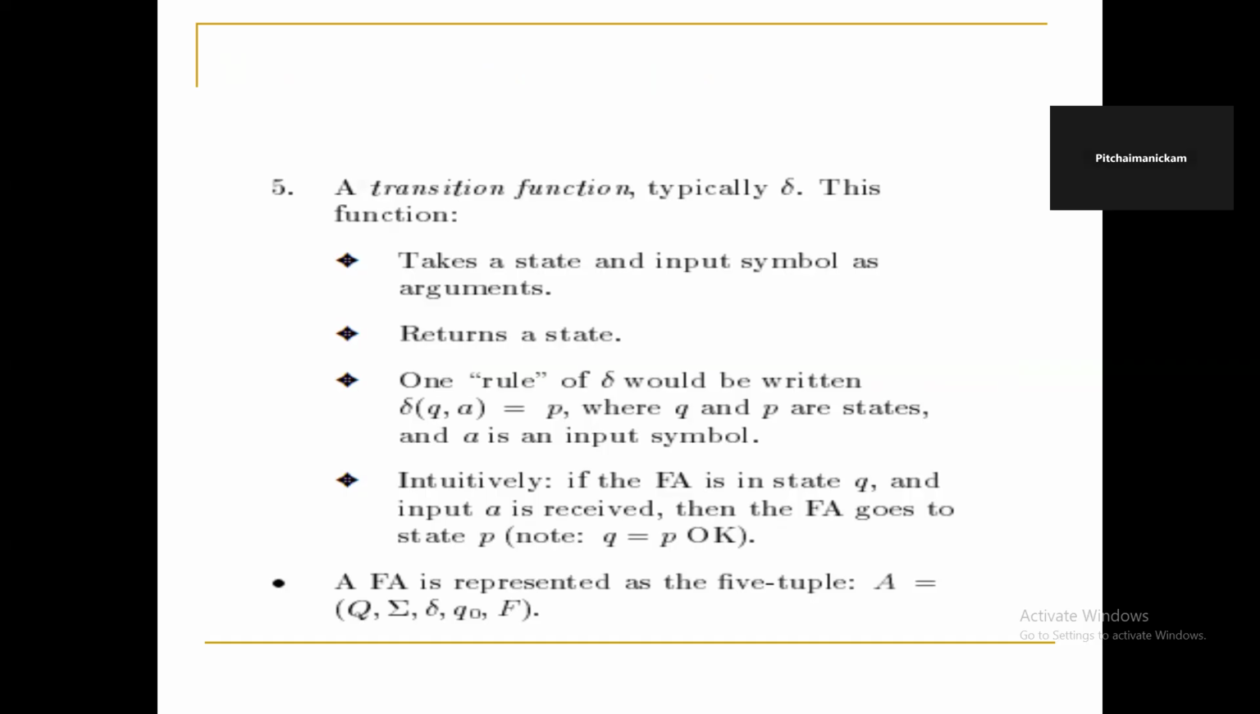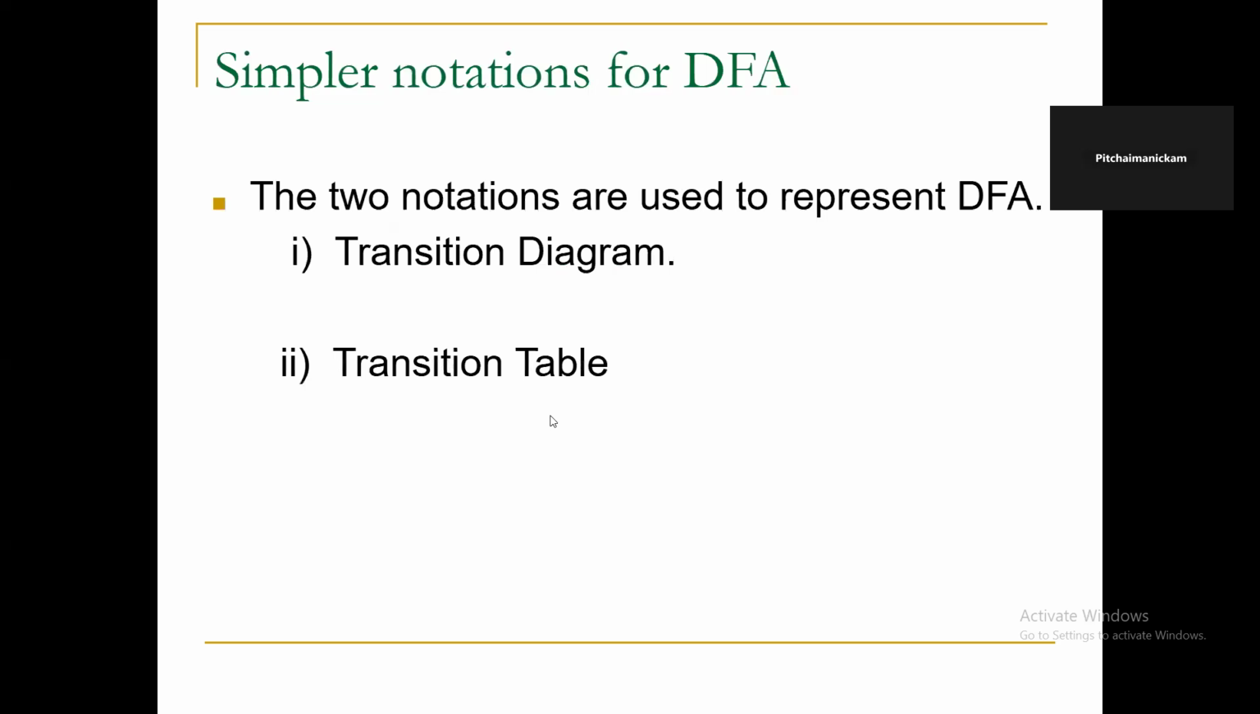Another thing is that δ is the mapping function that takes two arguments as input. One is the state, another one is the input symbol, and it returns a new state. For example, δ(q, a) goes to p. So q is the current state, a is the input symbol, and p is the new state.